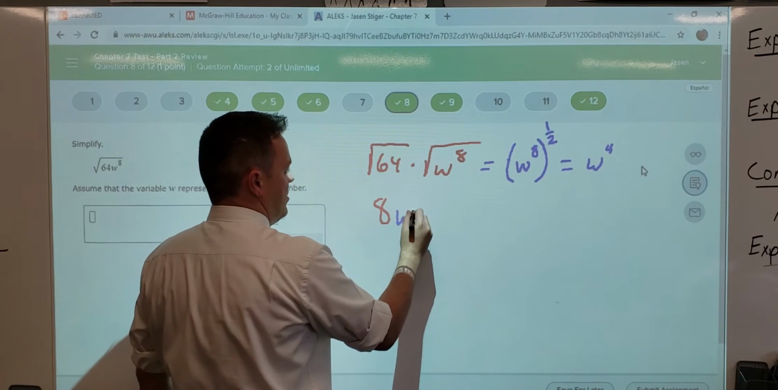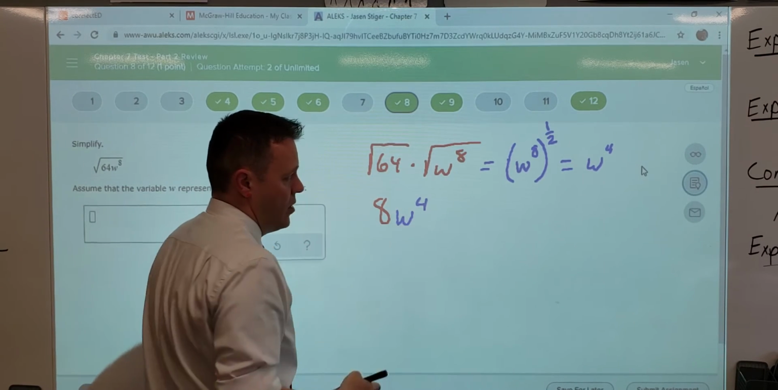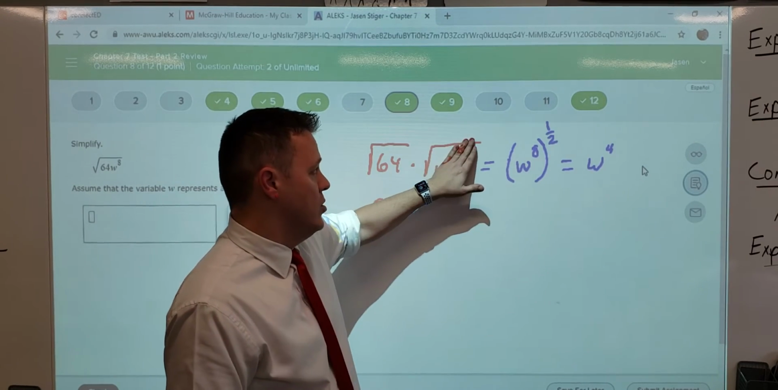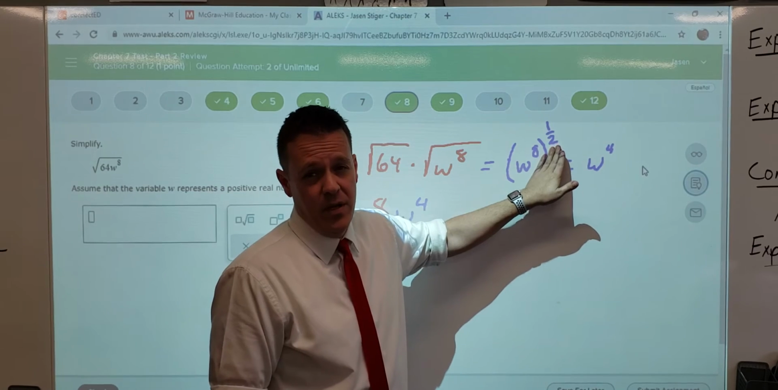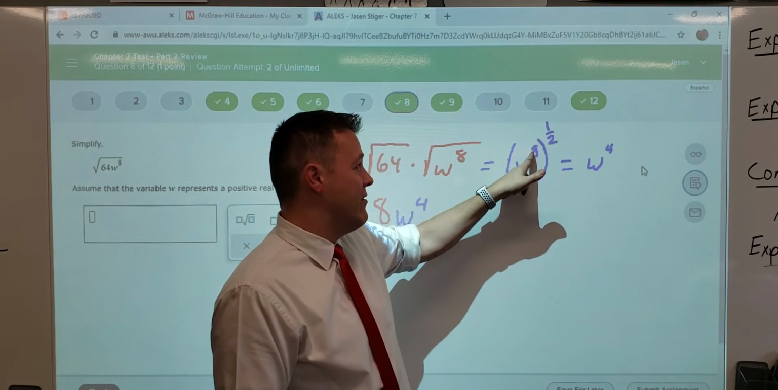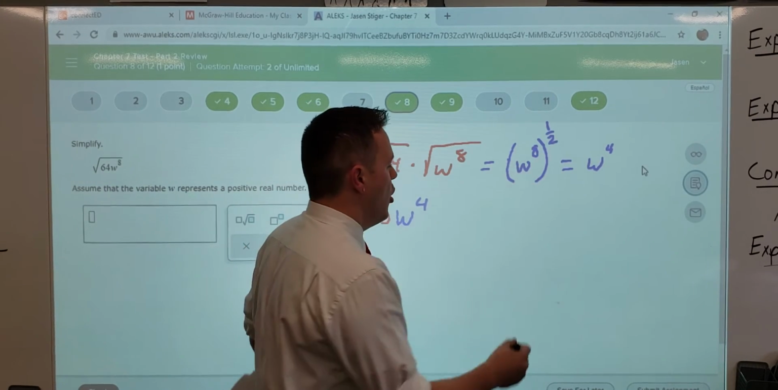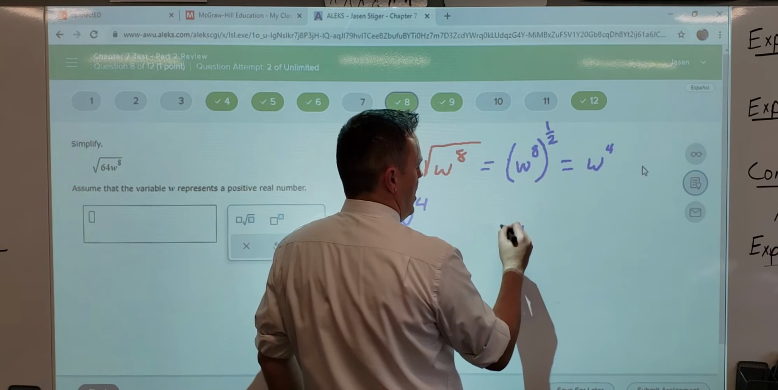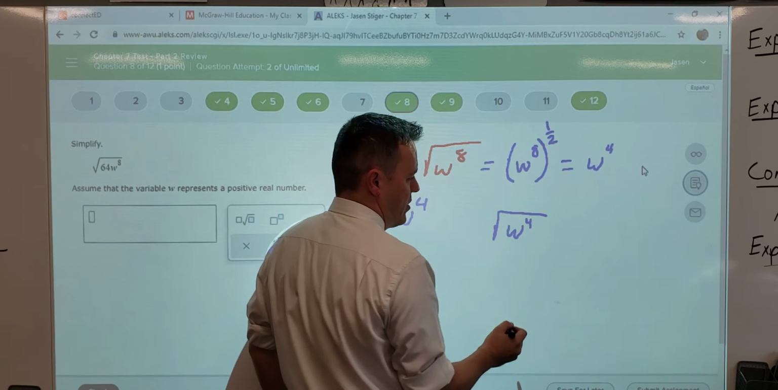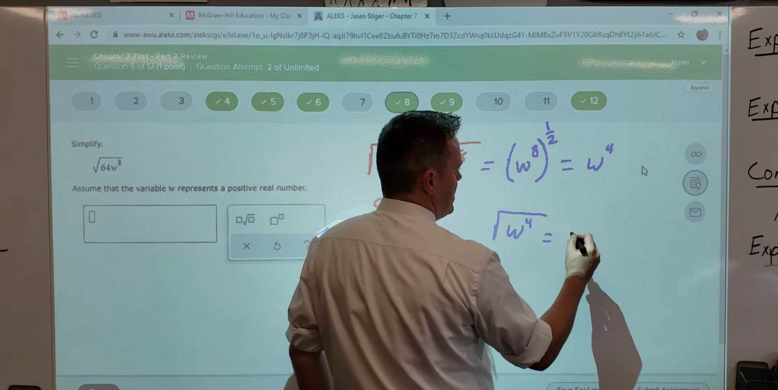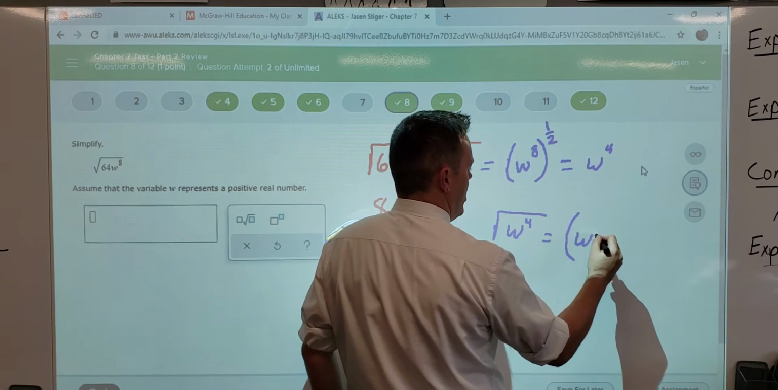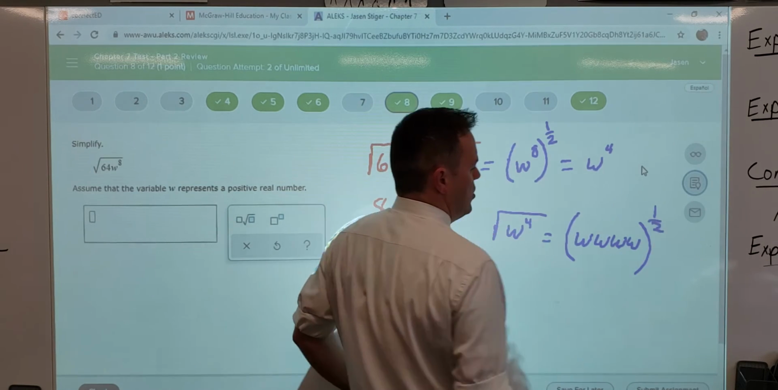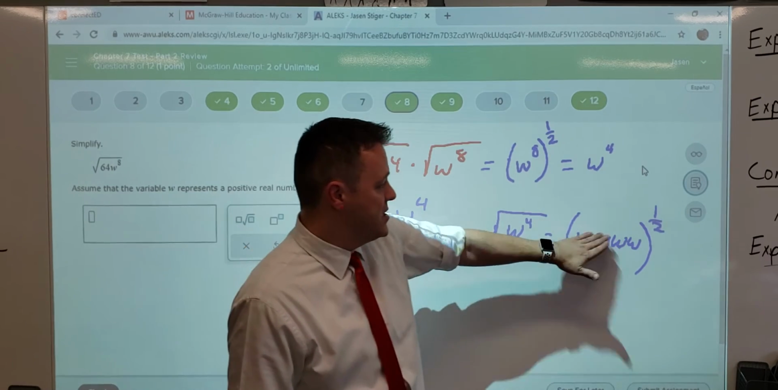So, ladies and gentlemen, the answer would be 8W to the 4th. What I want to make sure you guys understand is that a square root is actually a half exponent. So what you're doing is you're taking half of whatever is in here. So when we are expounding this out, say for example I have the square root of W to the 4th. What you guys need to know is that you are basically taking 1, 2, 3, 4, and it's the square root. So you're taking half the W's out.